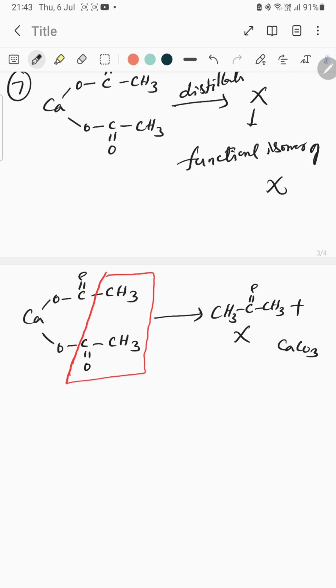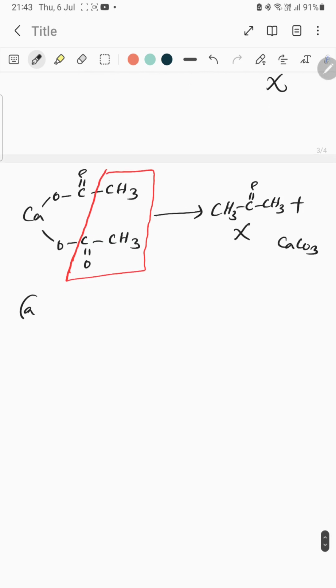He is asking what is the functional group isomer of X. The first option is acetone. The given compound, the formed compound is also acetone, so it is not a functional isomer. Second one, acetaldehyde, CH3CHO. This is also not a functional isomer.